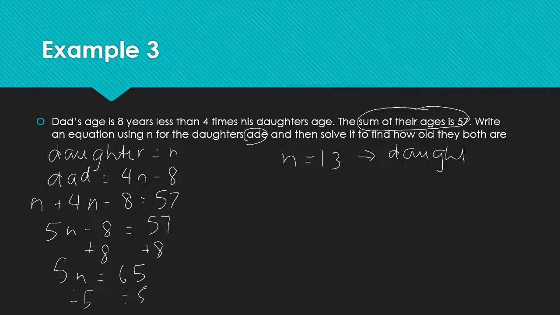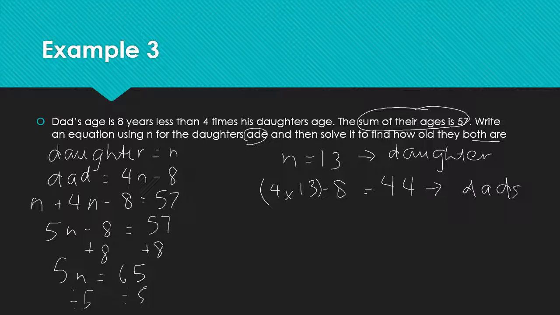Now, because we want how old they both are, we've got to find the dad's age. So we know if it's 13, the dad's age was 4n minus 8. So what's 4 times 13 minus 8? Well, that gives me 44. You could check it on a calculator. So this is my dad's age.